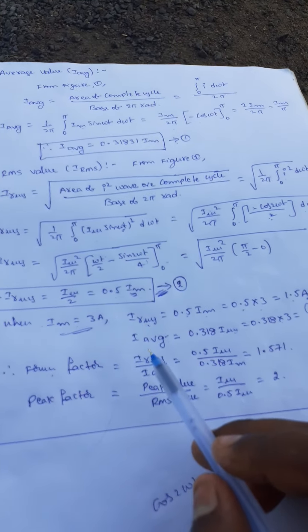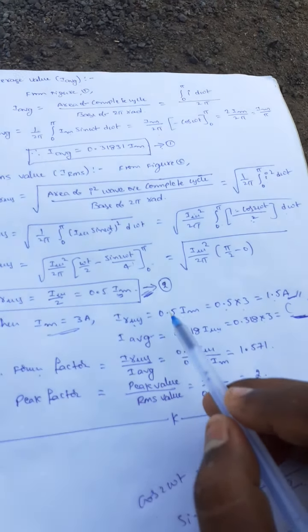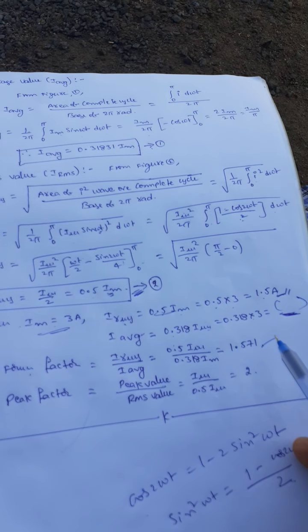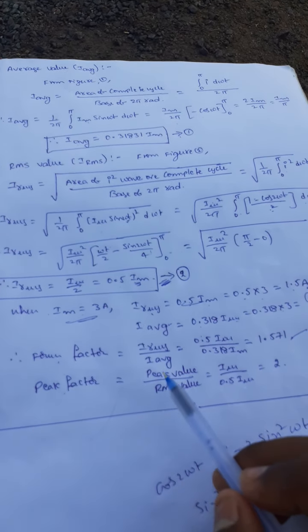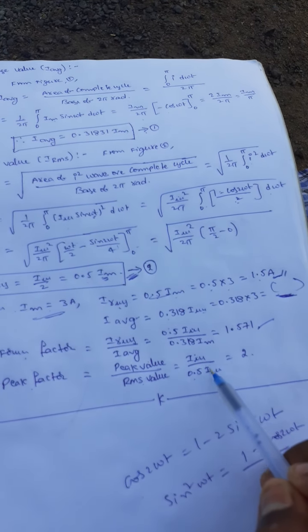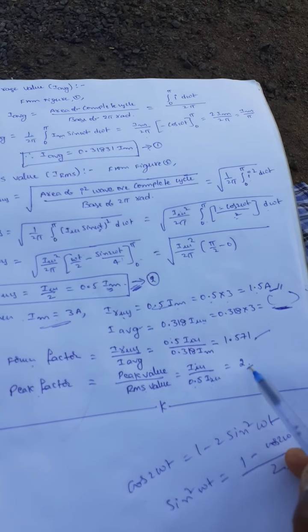Next, form factor is IRMS by I average. IRMS is this value, average is this value. Im will get cancelled. This is 1.571. And peak factor is peak value by RMS value, that is Im by 0.5 Im, Im cancels. 1 by 0.5 means 2.